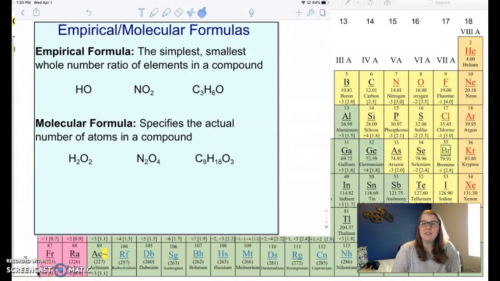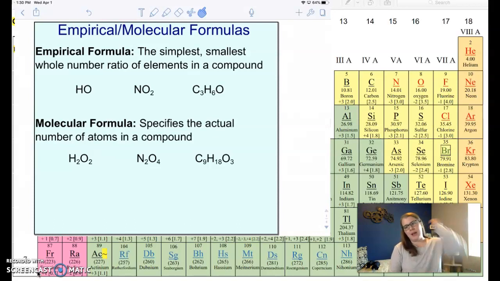So this video lesson is going to be about the difference between empirical and molecular formulas. So formulas are chemical formulas. We've been working with these since the beginning of this class. It simply communicates what atoms are bonded together within a compound. The difference between an empirical and a molecular formula is that an empirical formula is the simplest, smallest whole number ratio of elements in a compound.